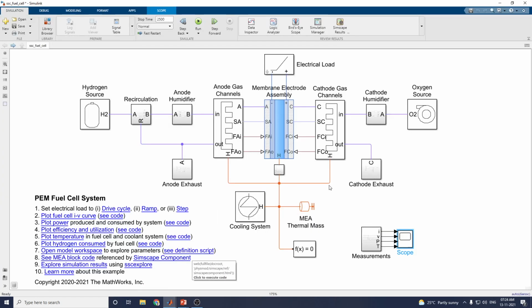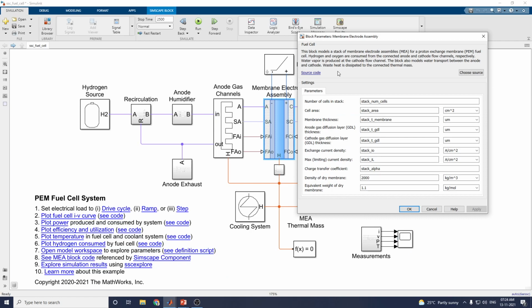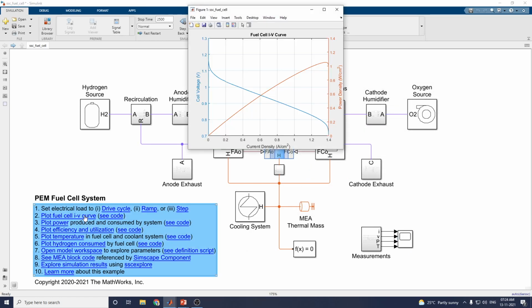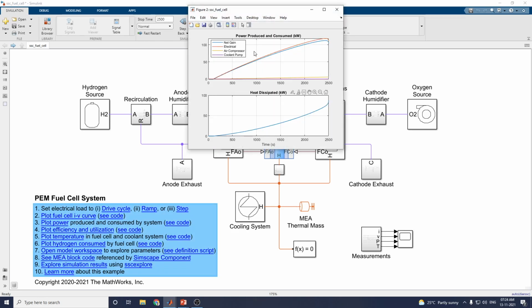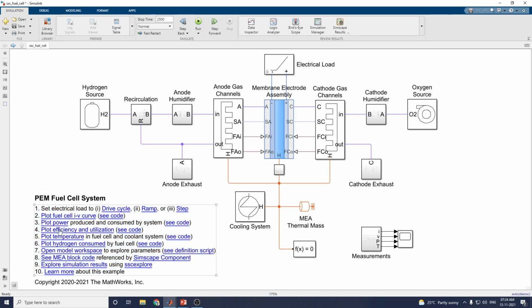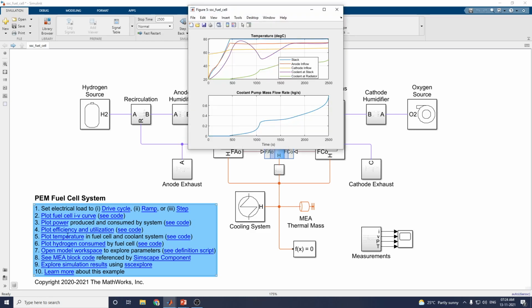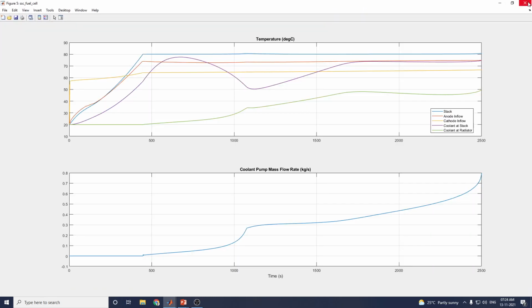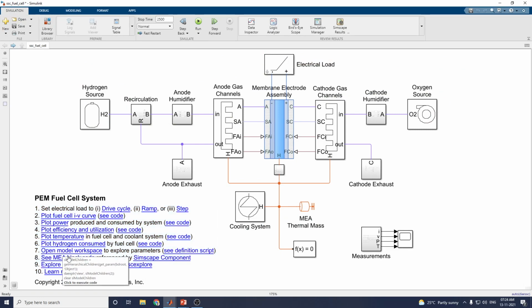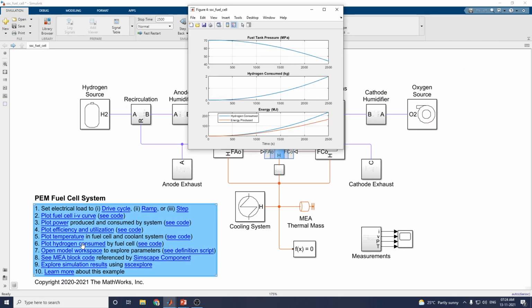Similarly, you can see the fuel cell membrane block. You can see the fuel cell curve and how much power is produced by the system with this ramp load, and efficiency and utilization, and hydrogen consumed by the cell, and temperature plot. You can see this is a temperature plot, and this fuel tank pressure and hydrogen consumed.